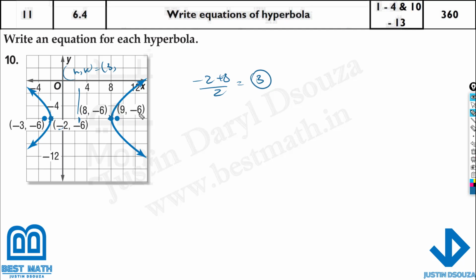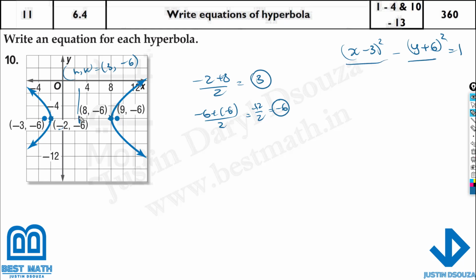And what is the y value? See, the y value is the same throughout, right? The common y value is the same. Whichever is not the same, you just have to find the midpoint. This is minus 6. Because it's the same, we write the same. Even if you find the midpoint, minus 6 plus minus 6 by 2, it'll be minus 12 by 2. It's going to be minus 6. It's going to be the same thing, midpoint. So we got x and y. So what I would do is first I would write this. It's along the x orientation. So (x minus 3) the whole square minus (y plus 6) the whole square equals 1.